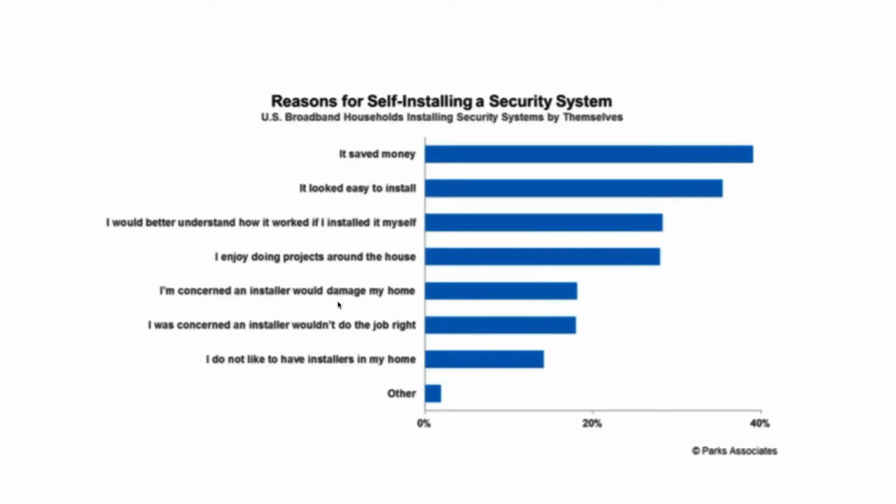So very easy to use, very, very easy to use. And as you can see, this is the data I promised you from Parks Associates. Reasons for self-installing a security system. Number one reason was it saved money. Number two was it looked easy to install. Number three is I would better understand it if I installed it myself. Number four is I enjoy projects around the house.